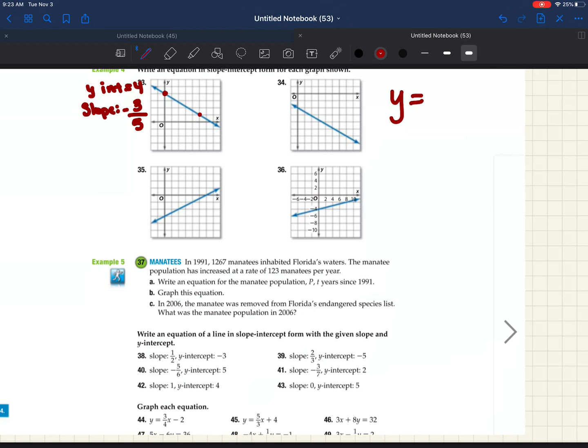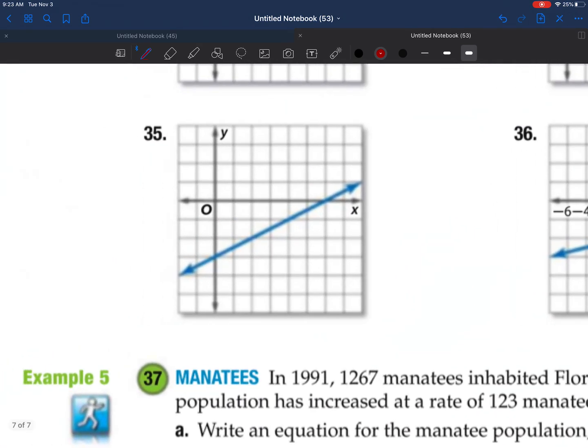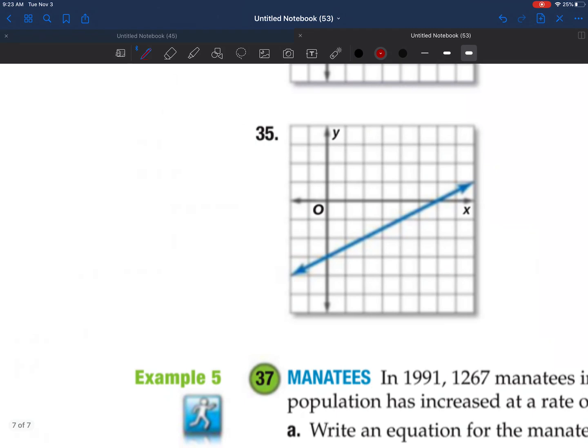So, my y-intercept was 4, my slope was negative 3/5. What would be my equation? Well, what's my y-intercept? Plus 4. Okay? So, all you have to do to write your equation is know what is the y-intercept and what is the slope. Okay? Let's look at number 35.